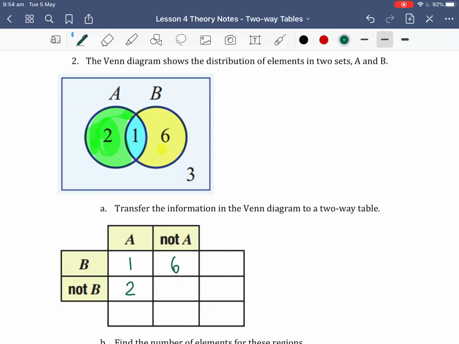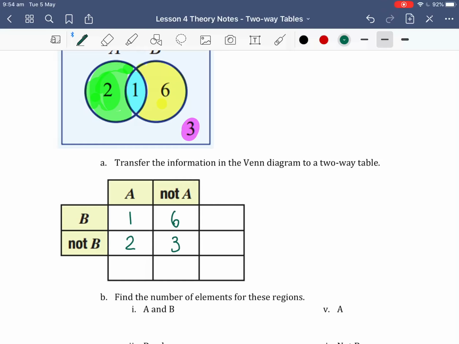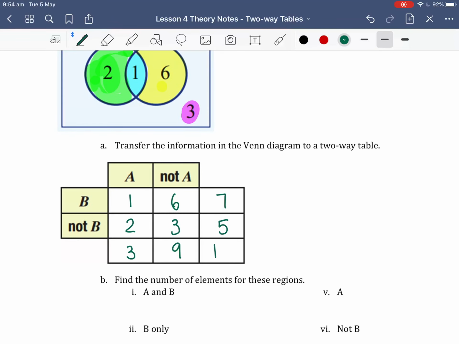So B not A. And then for our not B not A, that is the 3 people out there. So then we want to make sure we're right. Our column total of A is 1 plus 2, which is 3. Our total of not A is 6 plus 3, which is 9. Our total of B is 7. Our total of not B is 5. So then 7 plus 5 is 12. 3 plus 9 is also 12. So 12 goes in our total box here.